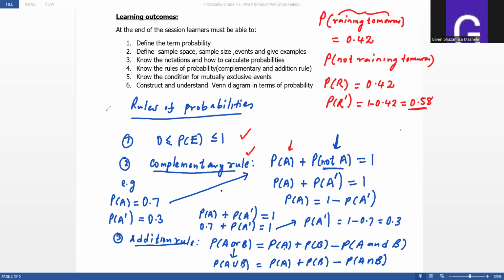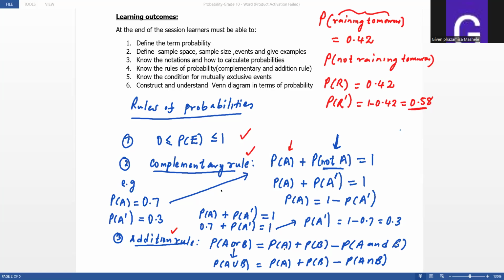Okay, let's now continue, guys. As I was talking about the complementary rules, I also have what you call the addition rule. This one is very important. It says the probability of A or B is equal to the probability of A plus the probability of B minus the probability of A and B.